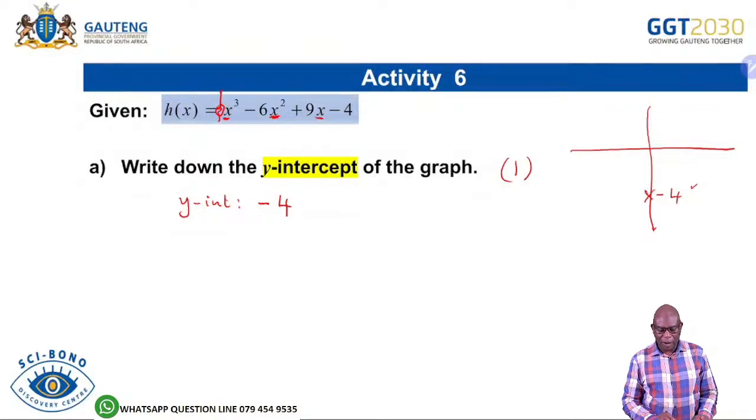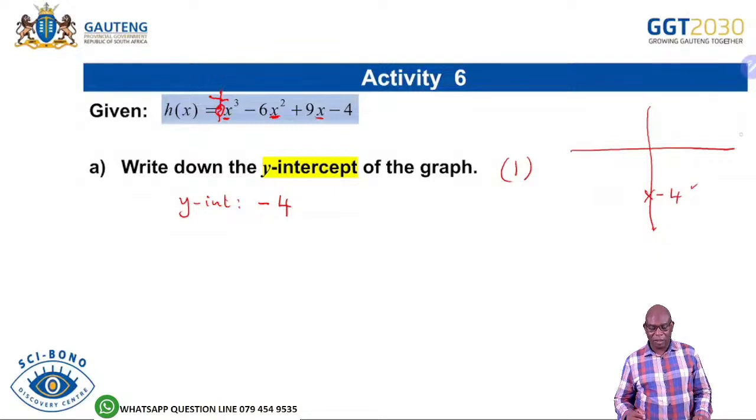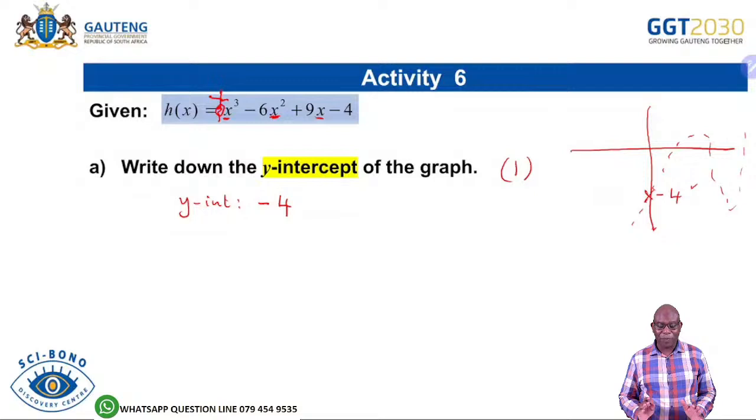Now, already we know that this is a positive graph. So it's going to start by increasing and then it's going to decrease. So it must start by increasing and maybe decrease and increase. Okay, so I already know the shape.